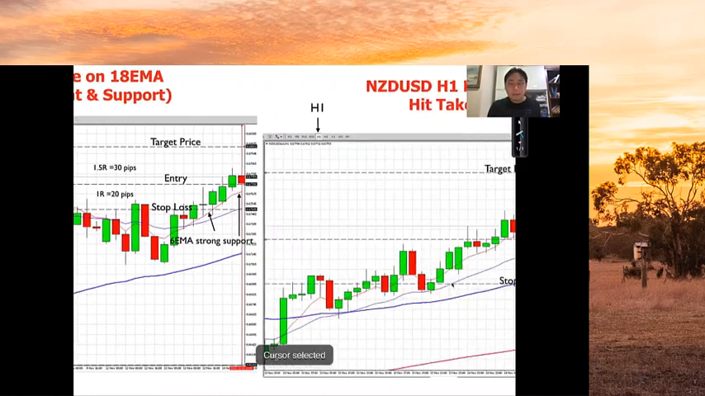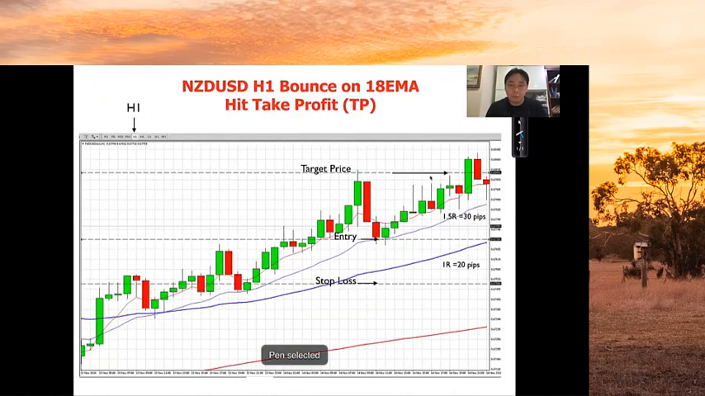Let's see what happened. This was a beautiful trade. So you can see the moment I entered at 18, it did not go much lower. Boom, went up, hit my profit target in 1, 2, 3, 4, 5, 6, 7, 8, 9, 10 hours. So it takes a bit longer to hit, but it hits, right? So H1 takes a bit longer. That's fine.